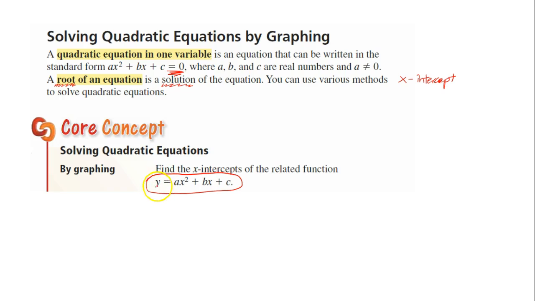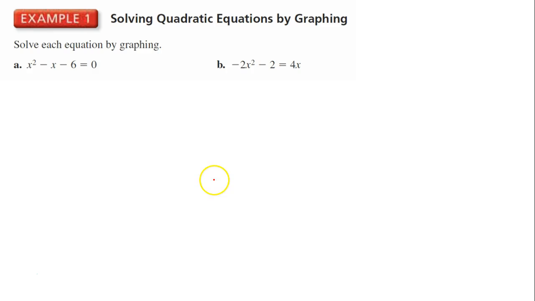And when y is 0, think about where y is 0. Above the x-axis, y is positive. Below the x-axis, y is negative. But right on the x-axis, y equals 0. So on the graph, wherever the graph touches the x-axis is where y equals 0. And now if this is a 0, then you have the same as what you got up here. So x-intercepts. So here are a couple of examples that we are going to solve by graphing.